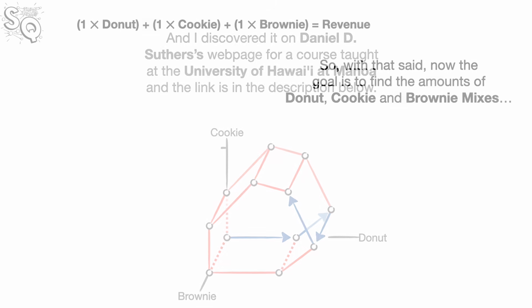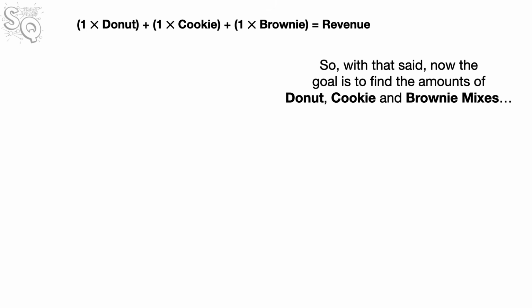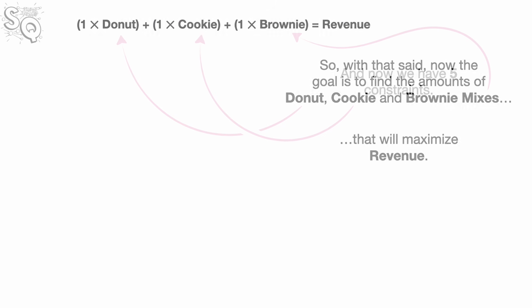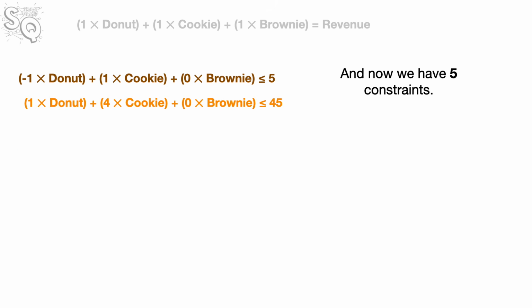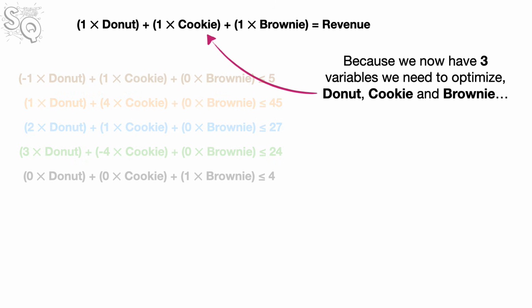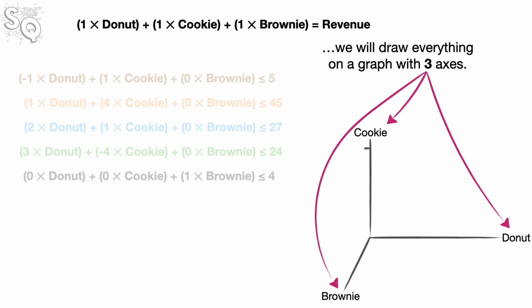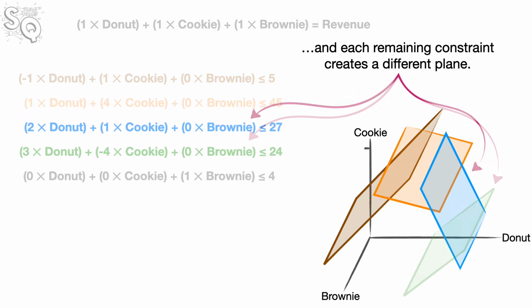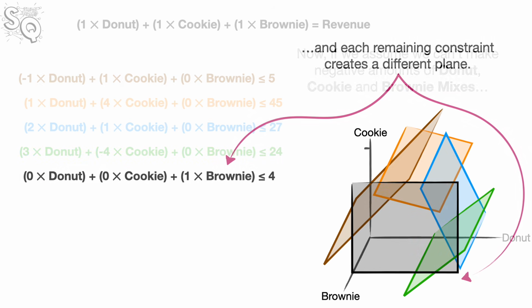So, with that said, now the goal is to find the amounts of donut, cookie, and brownie mixes that will maximize revenue. And now we have 5 constraints. Because we now have 3 variables we need to optimize, donut, cookie, and brownie, we'll draw everything on a graph with 3 axes. The first constraint creates this plane, and each remaining constraint creates a different plane.